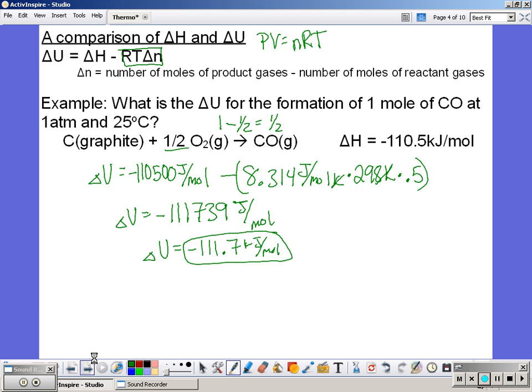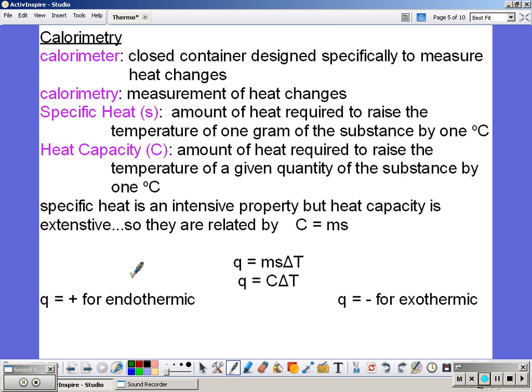So calorimetry. A calorimeter is a closed container designed specifically to measure heat changes. Calorimetry, then, is the measurement of heat changes. Specific heat, which is symbolized by S, you might also see it as Cp, is the amount of heat required to raise the temperature of 1 gram of a substance by 1 degree Celsius. The heat capacity, which is a capital C, is the amount of heat required to raise the temperature of a given quantity of substance by 1 degree Celsius.